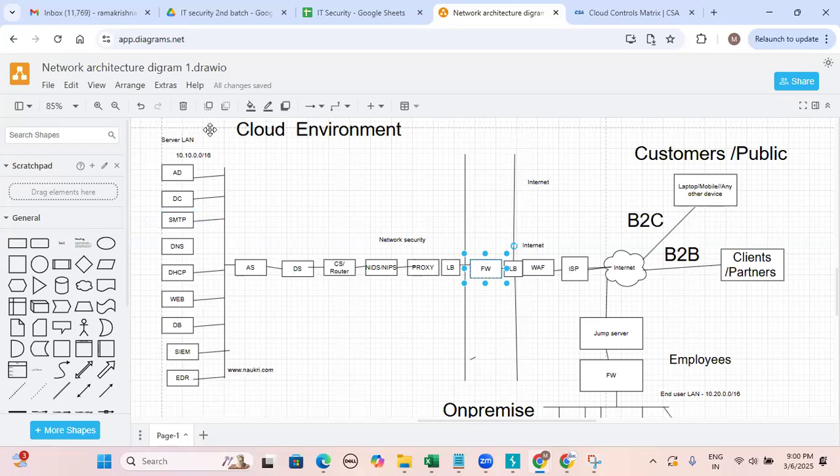So that is about our overall on-premise side. Now, sorry, the cloud environment architecture diagram. Let's go and discuss this cloud environment. One more thing here: once the application is migrating from on-premise to the cloud environment, for example, right now my application is sitting on an on-premise physical server, for example, facebook.com.